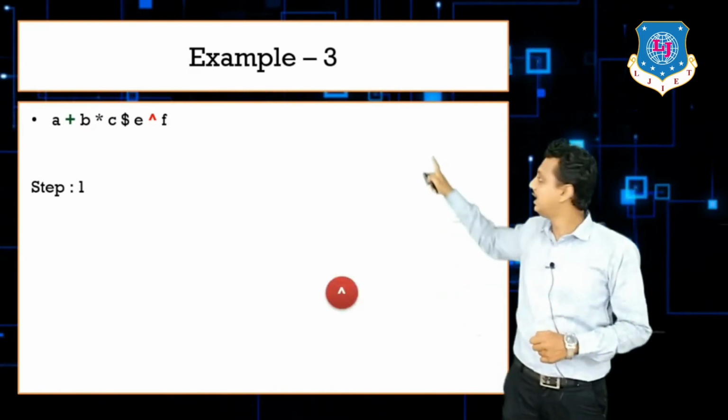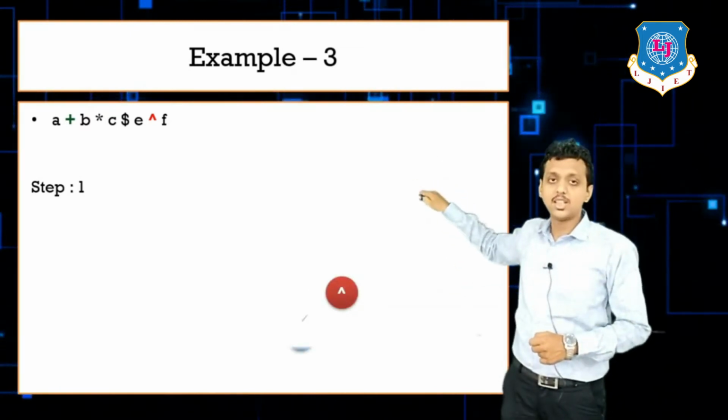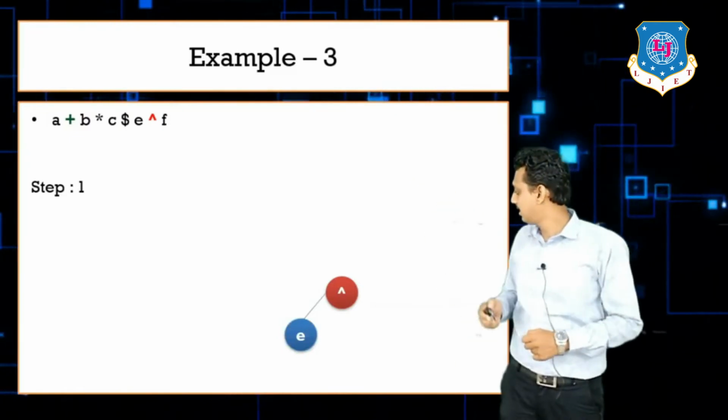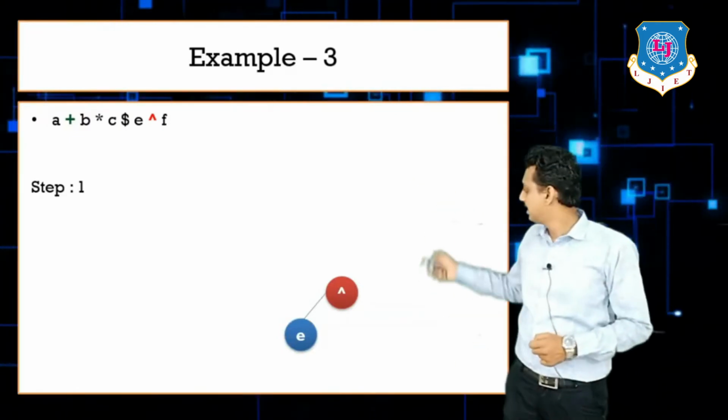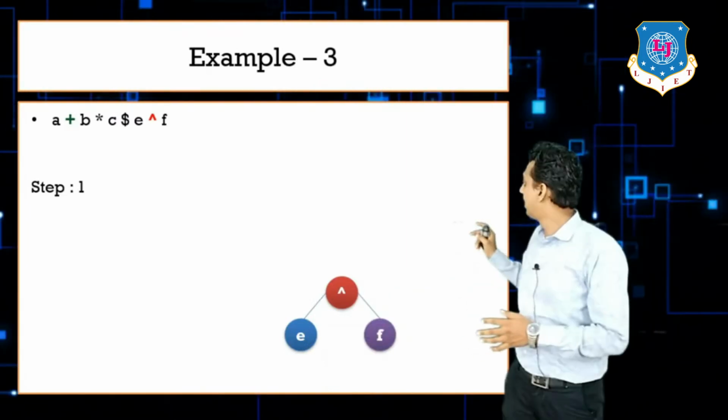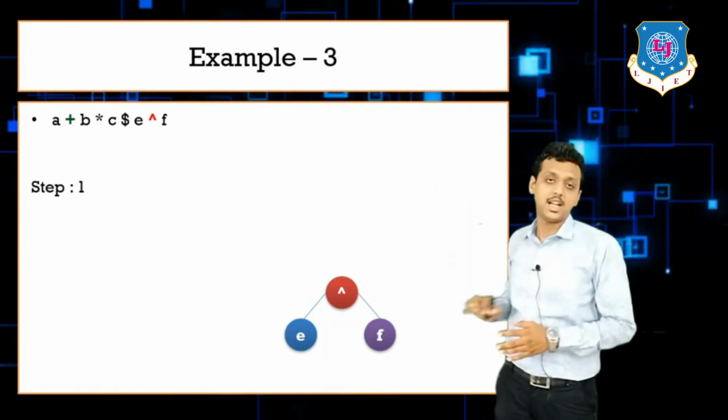E is on the left side of the caret, that's why here it is E. F is on the right side of the caret, that's why here it is F. So here we have caret E and F. Okay, so this is my answer after solving E caret F.